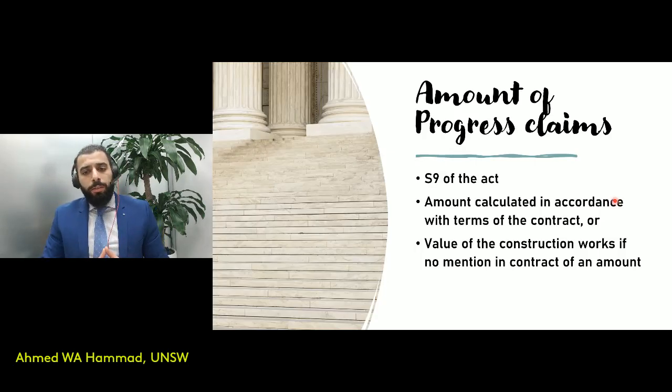Section 9 of the Act describes how the amount of progress claims need to be calculated, and what it mentions is that it has to be calculated in accordance with the original contract that was signed between the two parties. So the contract needs to have provisions that specify how progress claims are to be calculated. If there are no provisions in the original contract, then it would be implied by the Act that the amount would be based on the market value of the construction works that had been undertaken by the claimant.